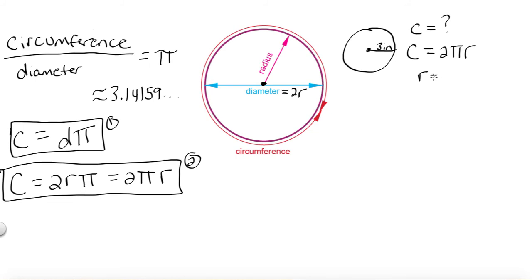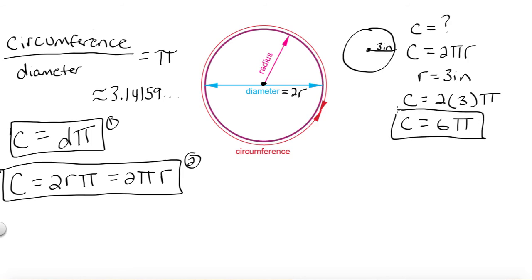And I know that my radius is 3 inches. So I'm going to plug that in. The circumference is equal to 2 times 3 pi, which means the circumference is 6 pi. Very easy to find the circumference as long as you're given the diameter or the radius. So let me make sure I add my inches. Right? I could approximate that.